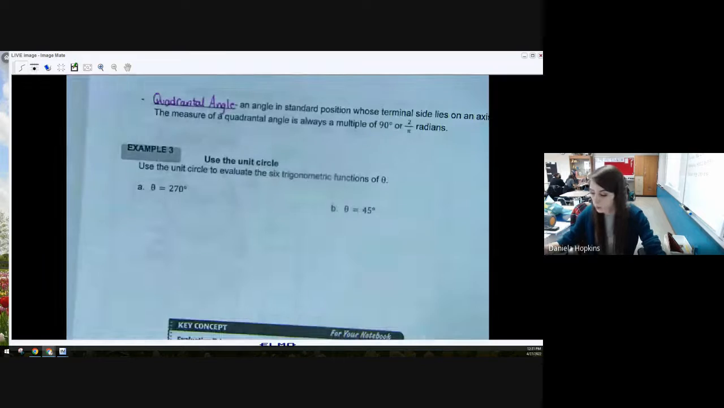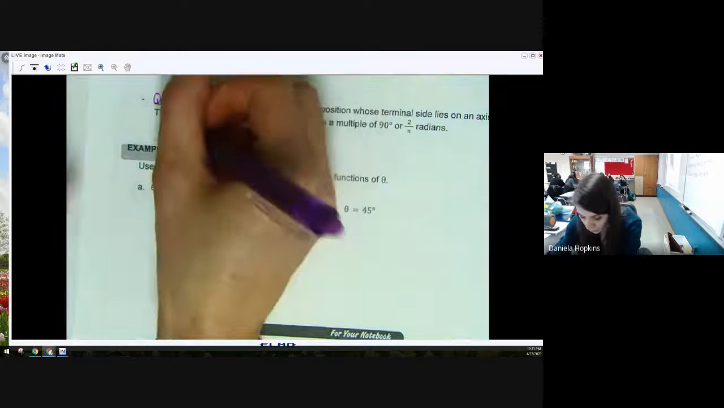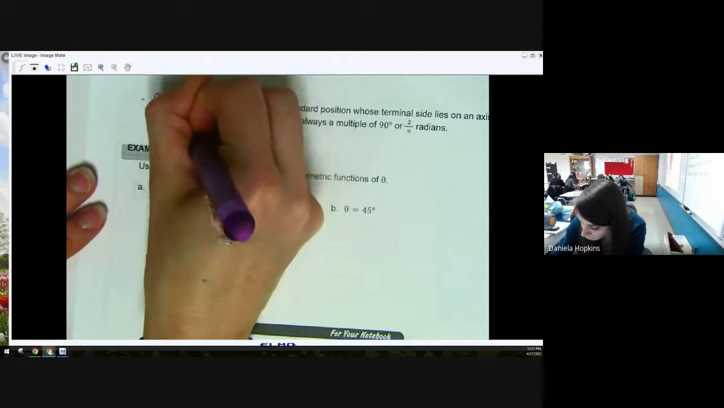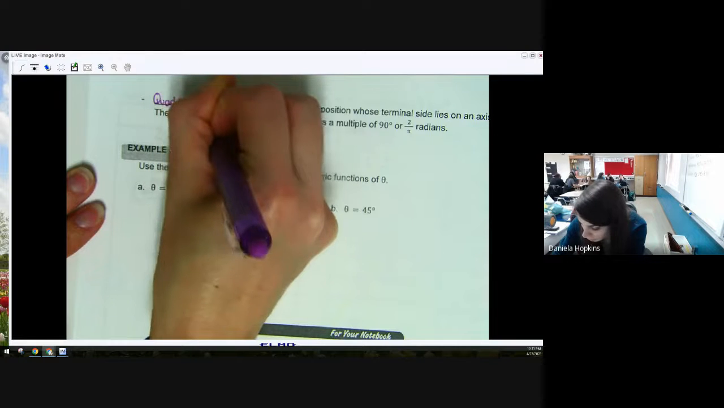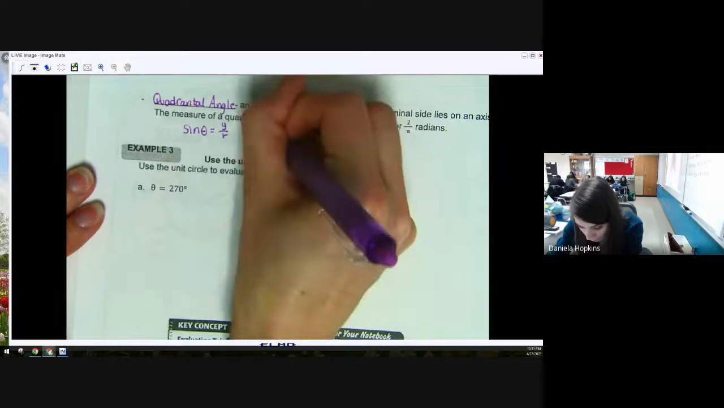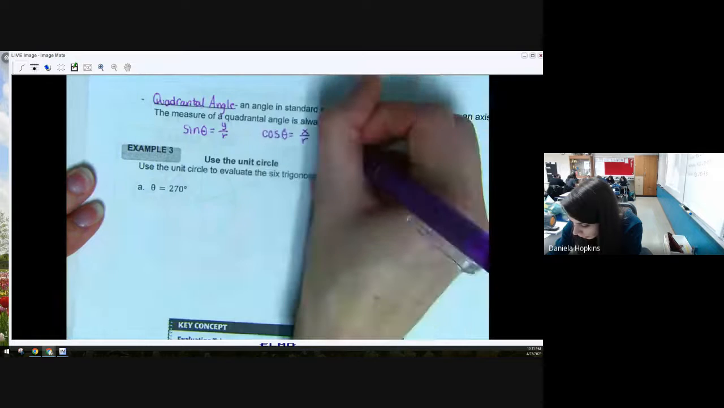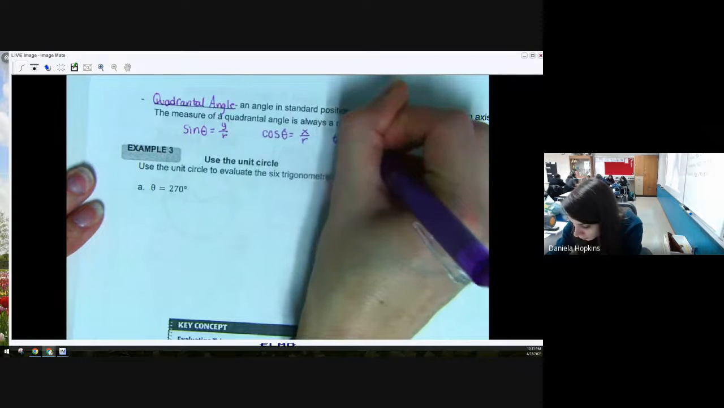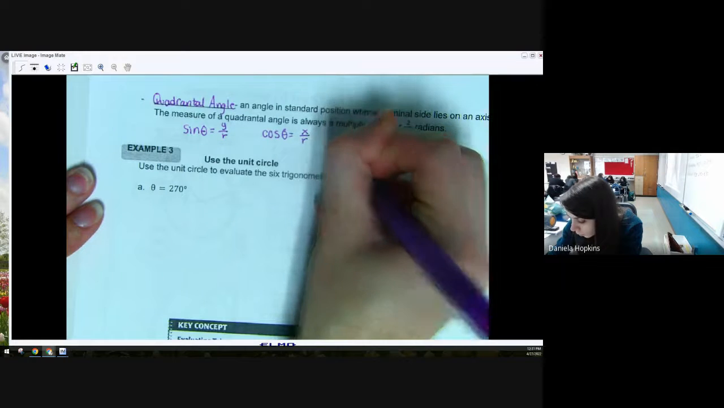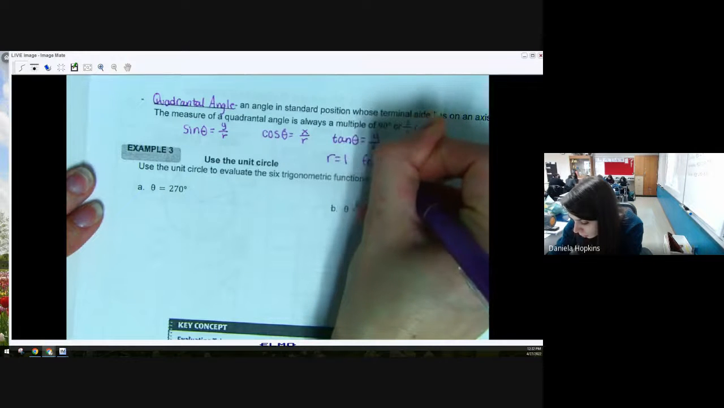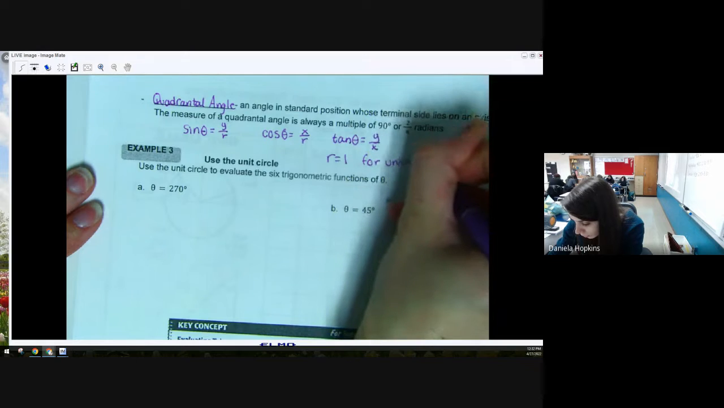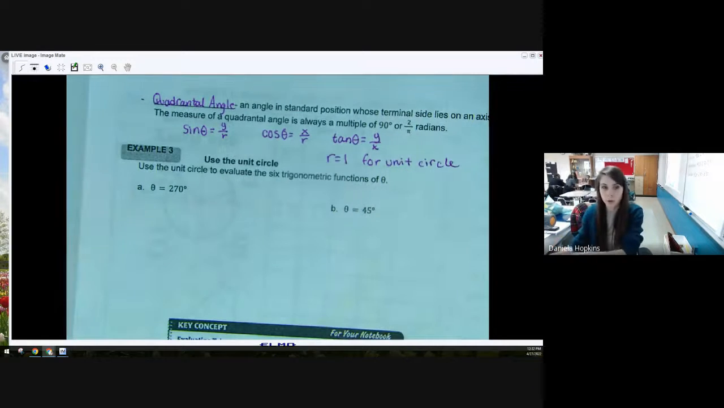What we're going to use, though, is from a couple pages ago. I'm going to rewrite it here. We're going to use the fact that sine of theta equals y/r. Cosine of theta is equal to x/r. And tangent of theta is equal to y/x. And remember, for a unit circle, r equals 1, because that's our radius. And then we don't have to think about the triangle too much for these quadrantal angles.